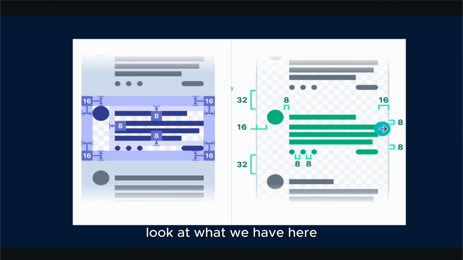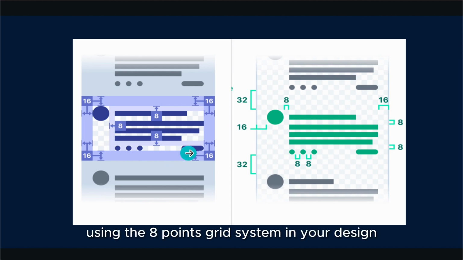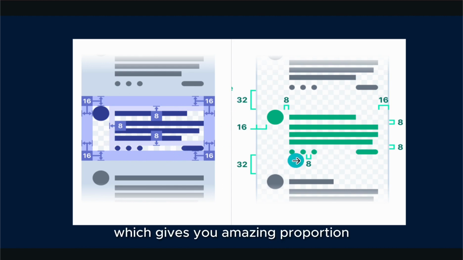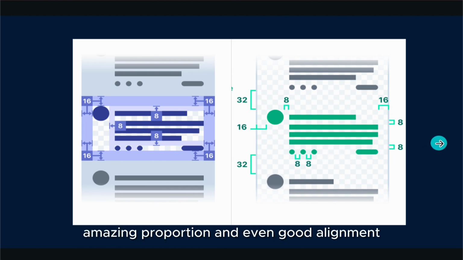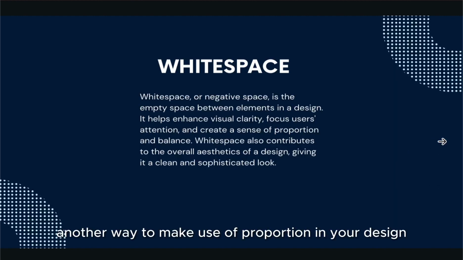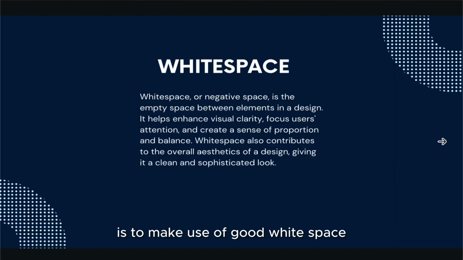Look at what we have here. We have spacings of 8. We have spacings here of 8 as well. We have spacings of 32. We have a margin of 16. And this is you using the 8-point grid system in your design, which gives you amazing proportion and even good alignment. Another way to make use of proportion in your design is to make use of good white space.